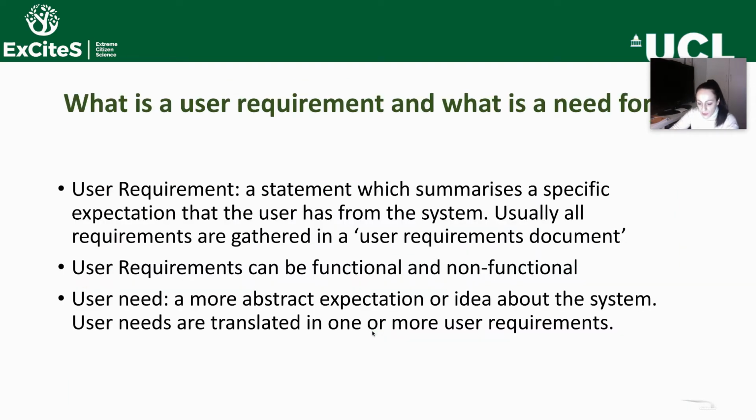So what is a user requirement and what is it needed for? Before turning our attention to specific methods, you might wonder, of course, what a user requirement is. It describes a specific user expectation from the system. The user requirements are collected in a single document, which is called the user requirement document, which in software engineering describes exactly what the software does and becomes part of the contractual agreement.